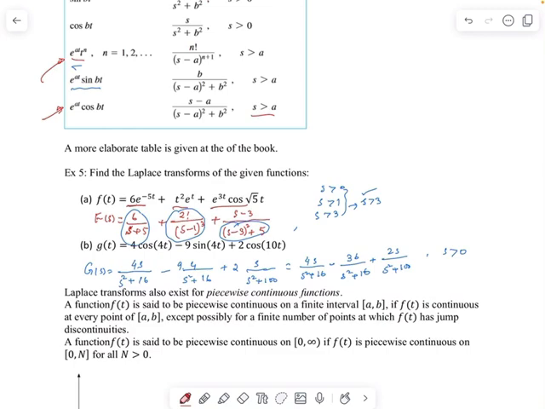And for the next one, t square e to the t. You can use this one here, which is saying n factorial over s minus a to the n plus 1. So it is very similar to just t to the n. The only difference is now where I have s, it will be converted into s minus a.